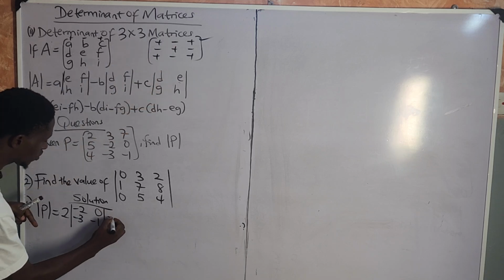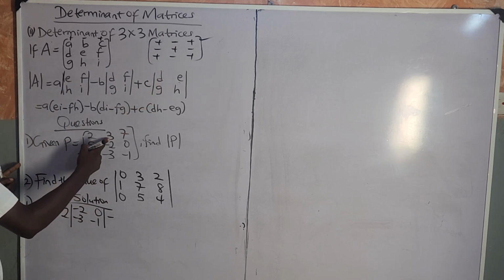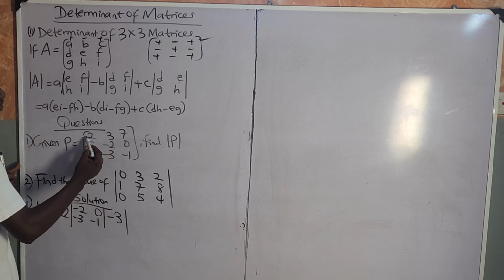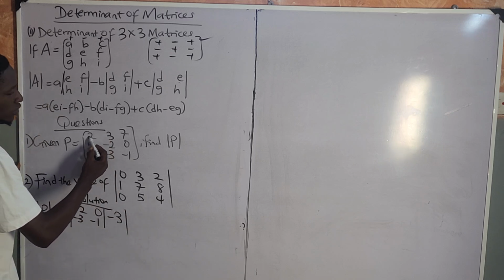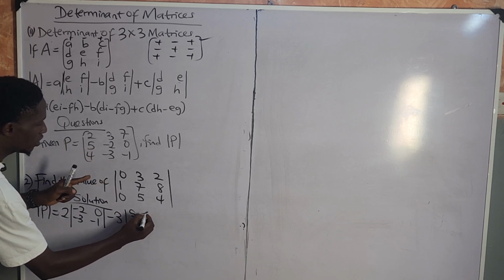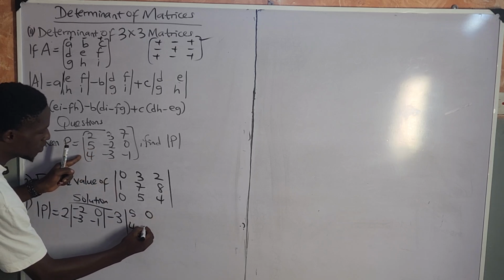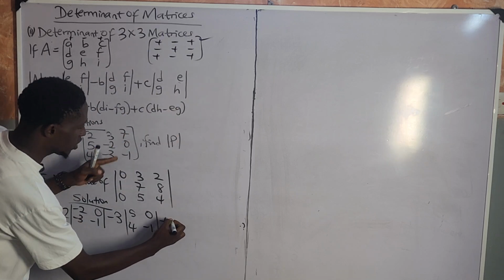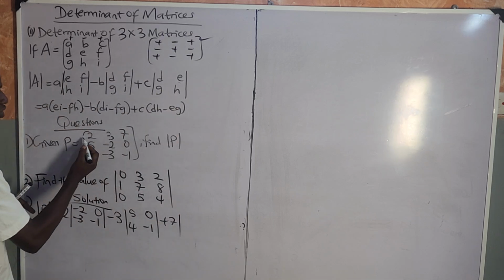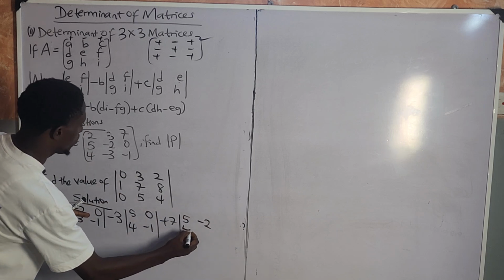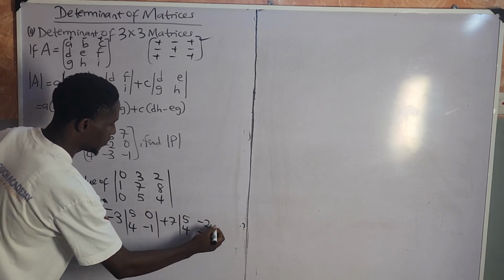Then minus, the next element is 3. It will cancel the elements in each row and column, this and this. So we are left with 5, 0, 4, and minus 1. Then we have plus. Plus the next one is 7. It will cancel this and this. We are left with 5, minus 2, 4, and minus 3.